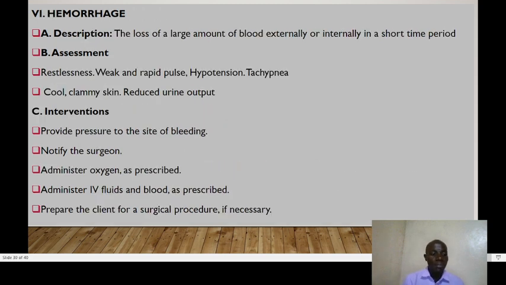Hemorrhage is also another complication, and this refers to the loss of a large amount of blood externally and internally in a short time period. So the nurse needs to assess to find if the patient is demonstrating restlessness, a weak and rapid pulse, signs of hypotension, tachycardia, cold, clammy skin, and reduced urine output. Remember, urine output should be at least 30 mL in 1 hour, okay? You can intervene by providing pressure to the site of bleeding. You notify the physician, administer oxygen as prescribed, and administer IV fluids and blood as prescribed. Prepare the client for surgical procedure if necessary.